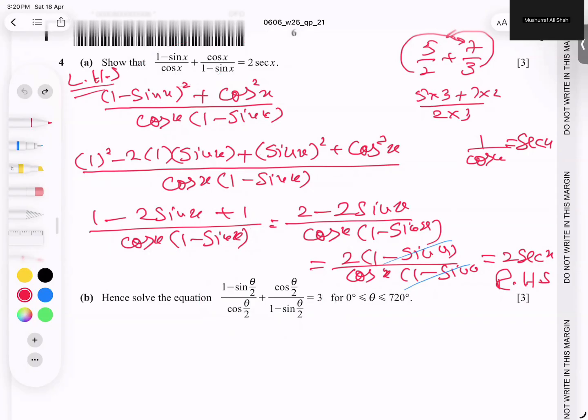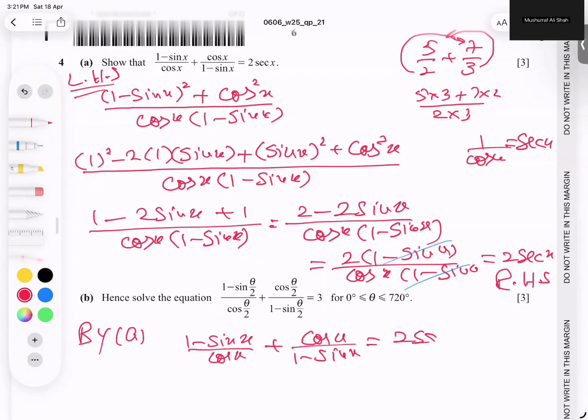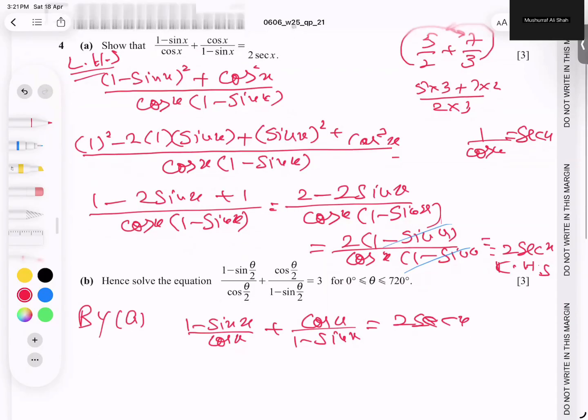They are connected. How come? Can you see the left hand side matches? Yes, exactly matches. There is a slight difference. What difference? He is replacing the single x by theta divided by 2. So I can say that by part A, I'm copying the top equation: (1 minus sine x) over cos x plus cos x over (1 minus sine x) equals 2 secant x. So basically we have the same everything.